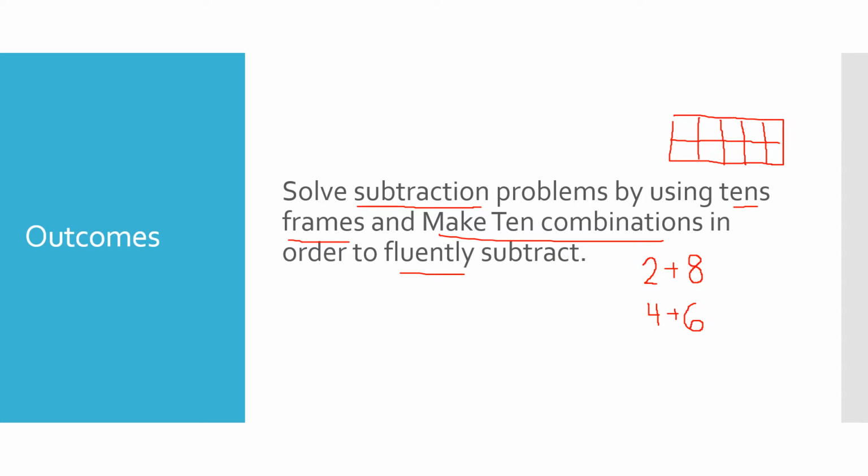So that means that we have to think about the relationship between addition and subtraction. We want to be able to subtract quickly and easily. And if we're not sure what the answer to a subtraction problem is, we may be able to use a related addition fact to help us.